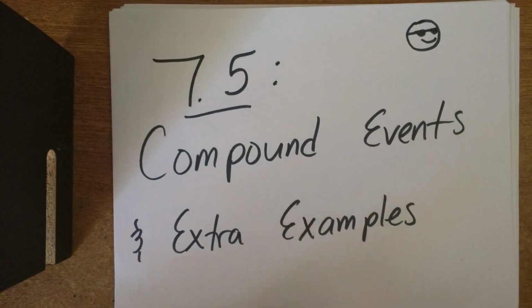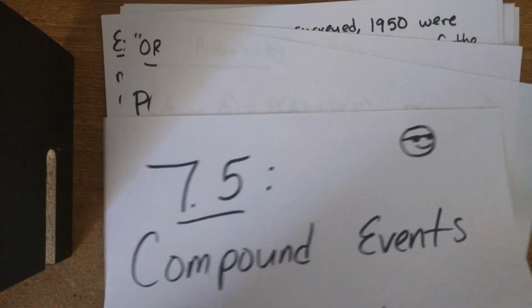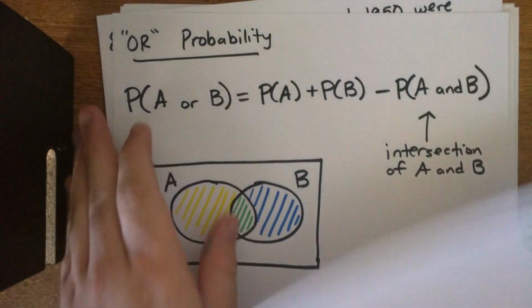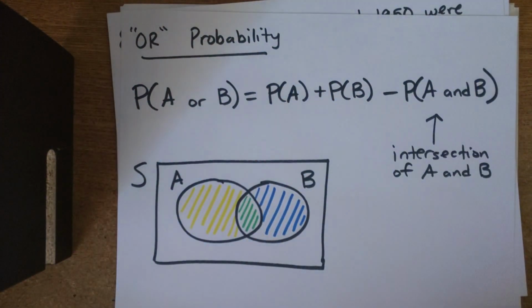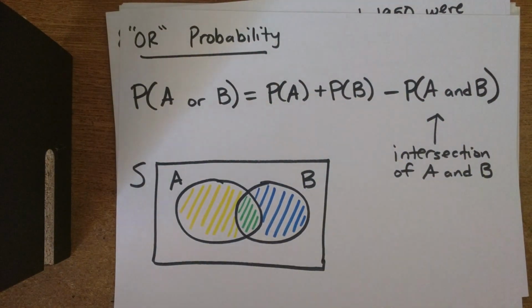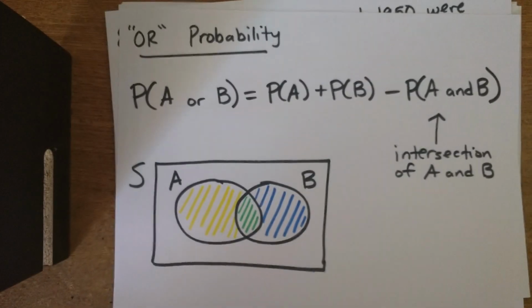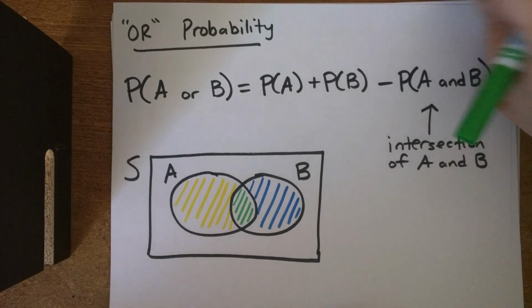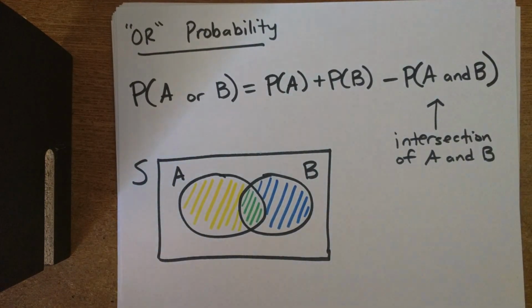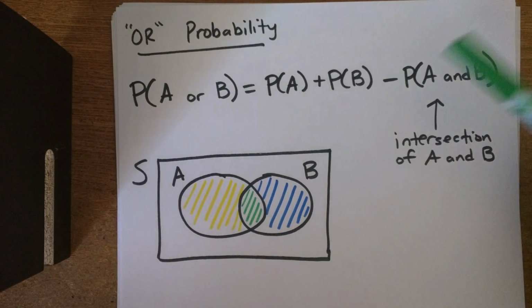And here we are, 7.5, compound events and some extra examples. Go ahead and copy down that. So this is your OR probability formula. It's P of A or B equals P of A plus P of B minus P of A and B, where P of A and B is the intersection of A and B.